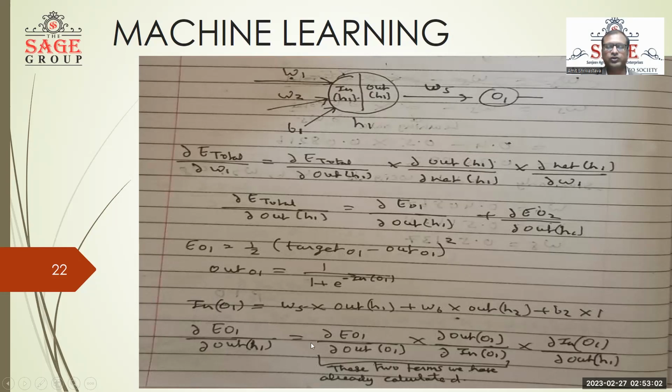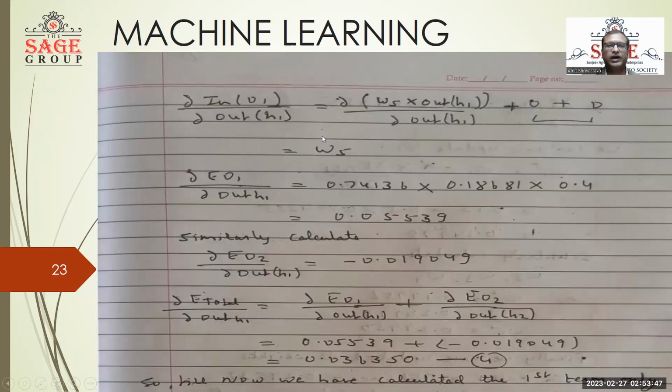So ∂E_O1/∂out_H1 is ∂E_O1/∂out_O1 into ∂out_O1/∂in_O1 and ∂in_O1/∂out_H1. Now these terms are related to each other. ∂E_O1/∂out_O1 and ∂out_O1/∂in_O1, this we have already calculated in the previous case, when we were updating the weight W5, right? So we have already calculated these terms. We can see in the previous lecture. So now we need to calculate this ∂in_O1/∂out_H1, right?